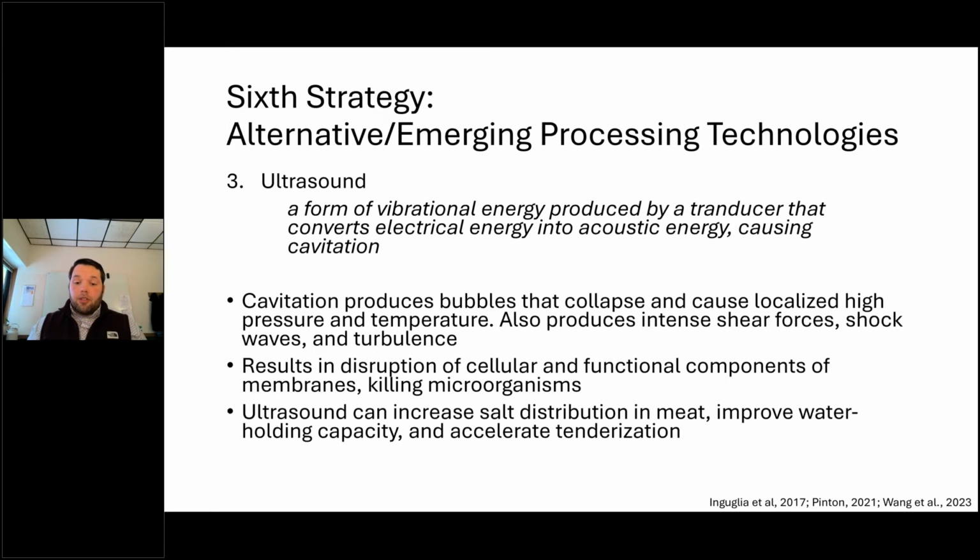Ultrasound can increase salt distribution in meat as well. So there's the microorganism control that we're seeing, as well as more effective distribution in meat, as well as, again, accounting for some of those textural components as well.